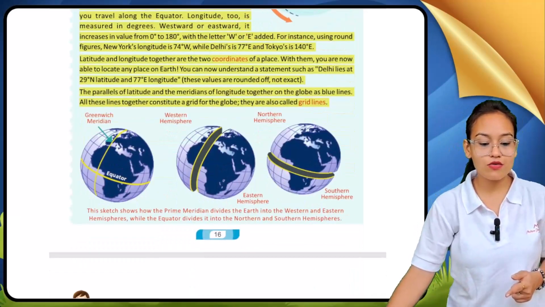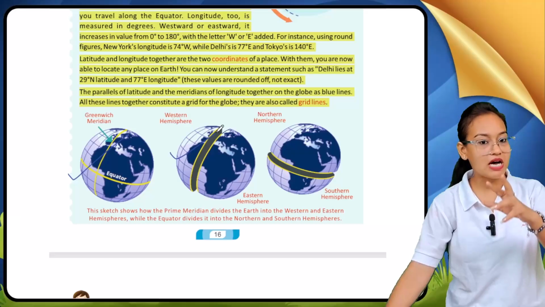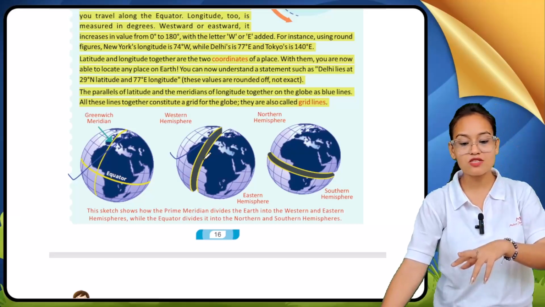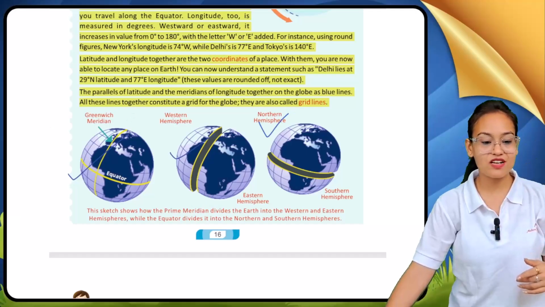Here you can see the Greenwich meridian, crossing the equator. It divides our western hemisphere and eastern hemisphere, and it also divides the northern hemisphere and southern hemisphere.